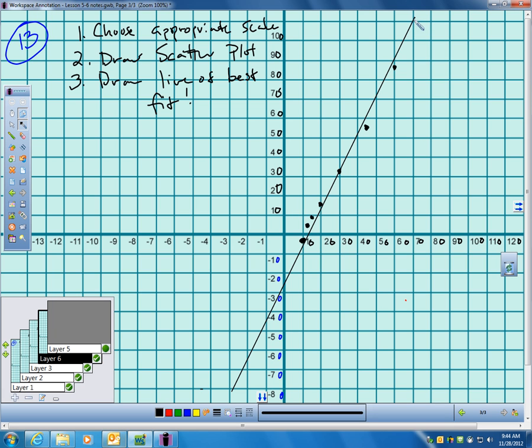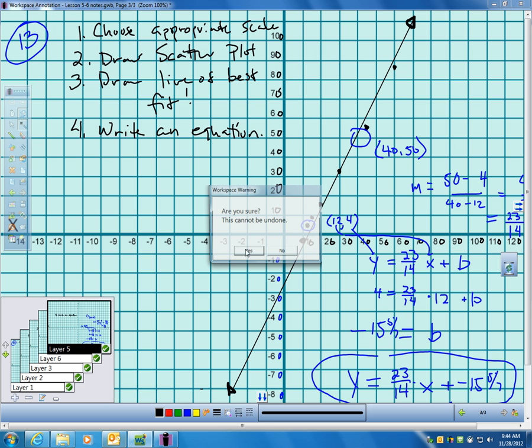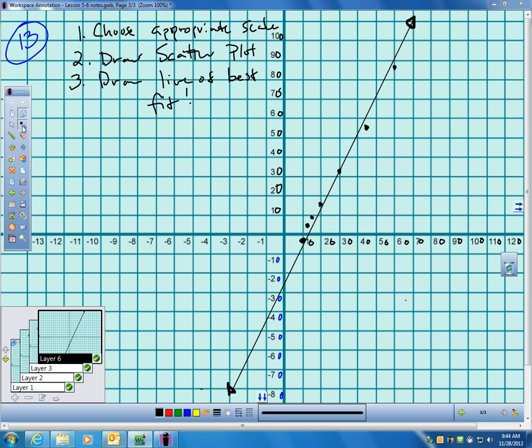Okay, so now what I need to do is write the line of best fit. Since I just changed my line, my work here is going to be off, so I'm going to change this too. Let me erase this. I'm going to get rid of that. Okay, let's do this again. I'm going to get my line of best fit, and let's write an equation for it.